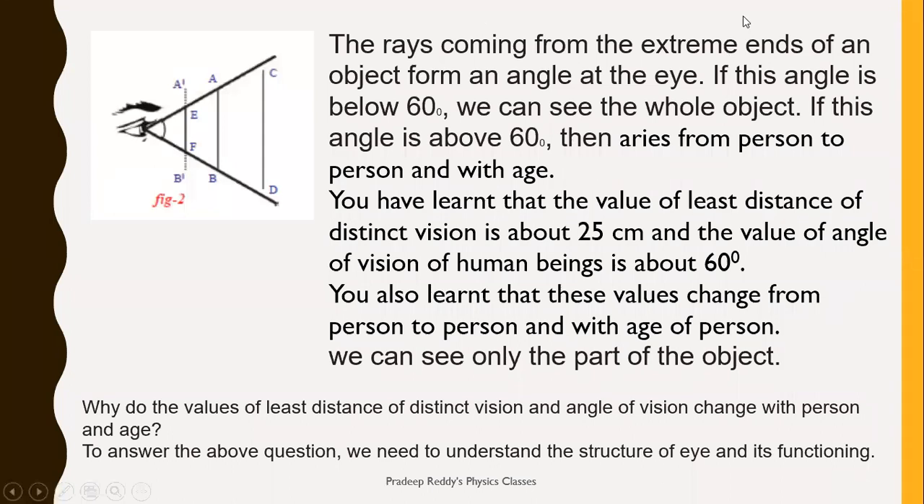Students, from the first activity we have learned the least distance of distinct vision. Now we are going to learn one more concept from another activity. In this activity, let us take one stick, a CD. This is in this figure. You have a stick, that is a CD.